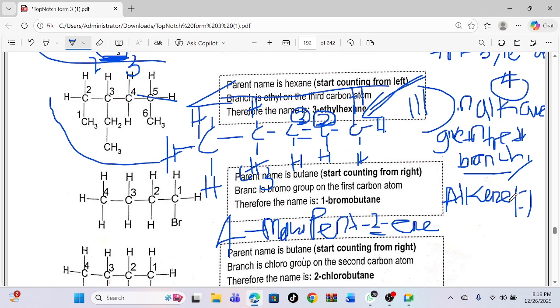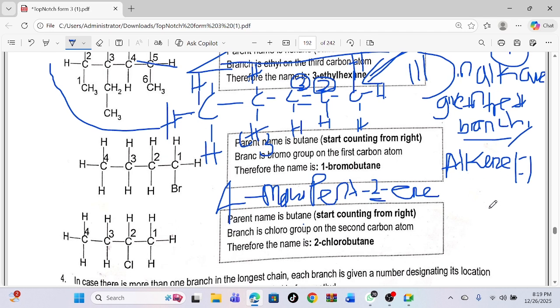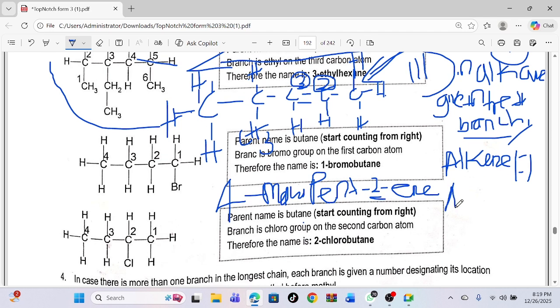So I say that in alkenes we give priority to the double bond. In alkynes, I give priority to the triple bond.